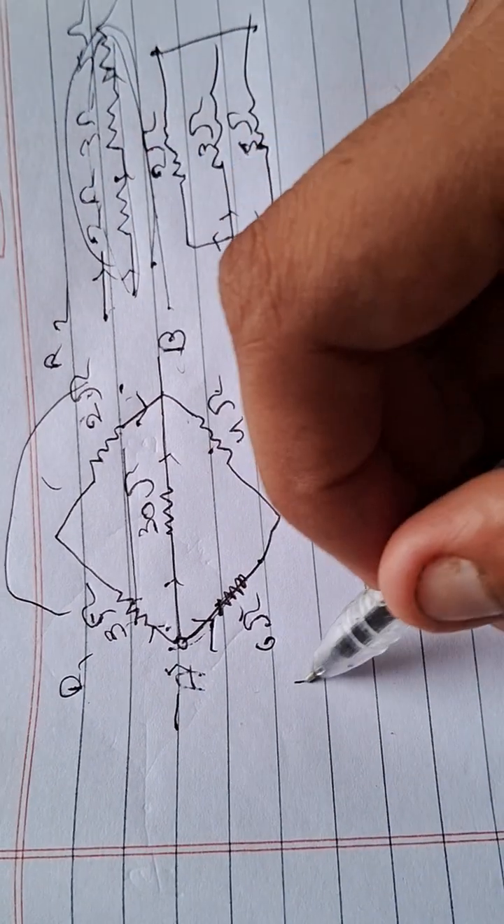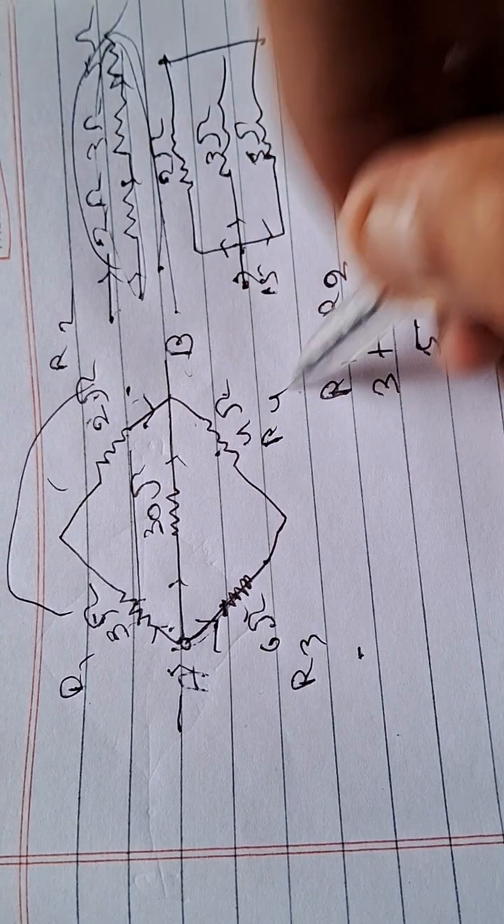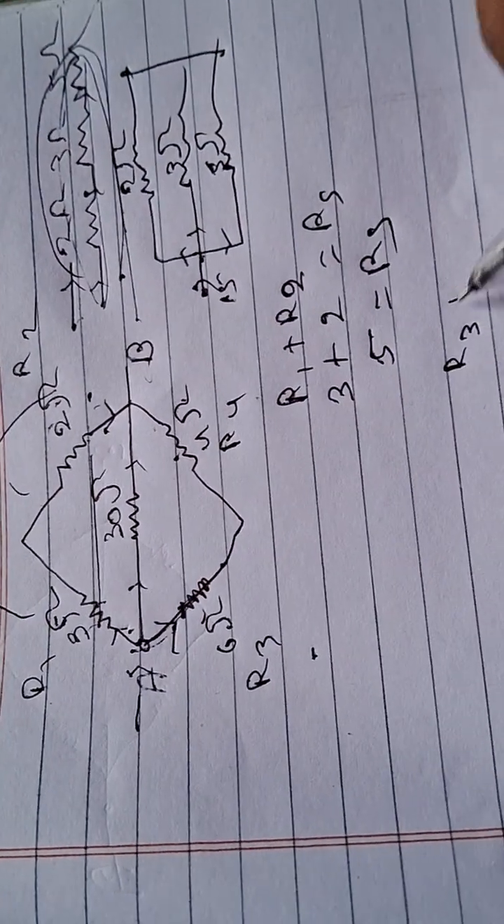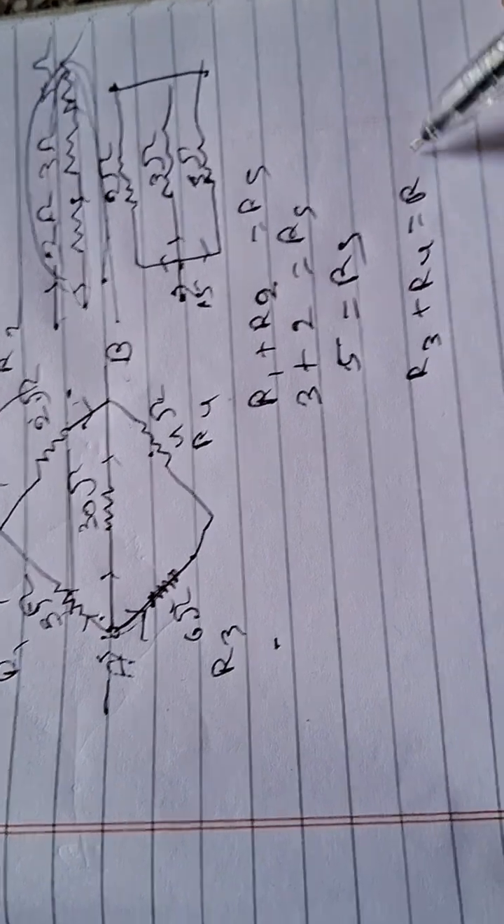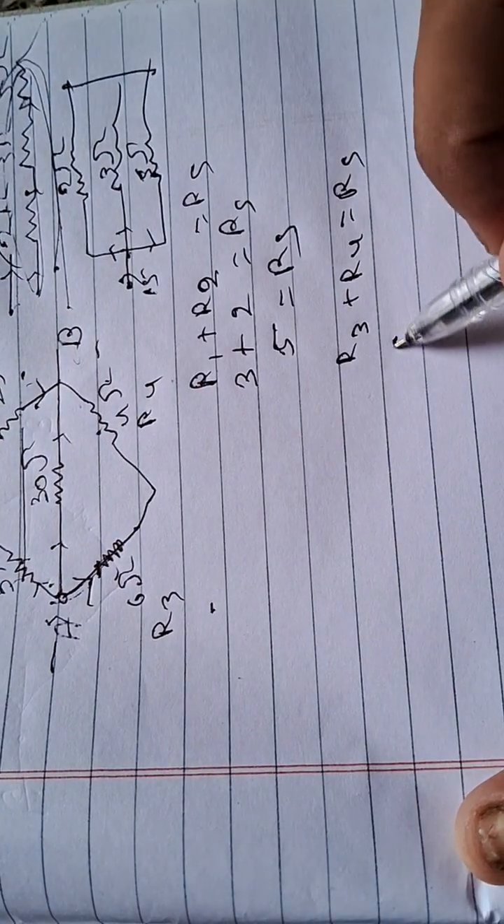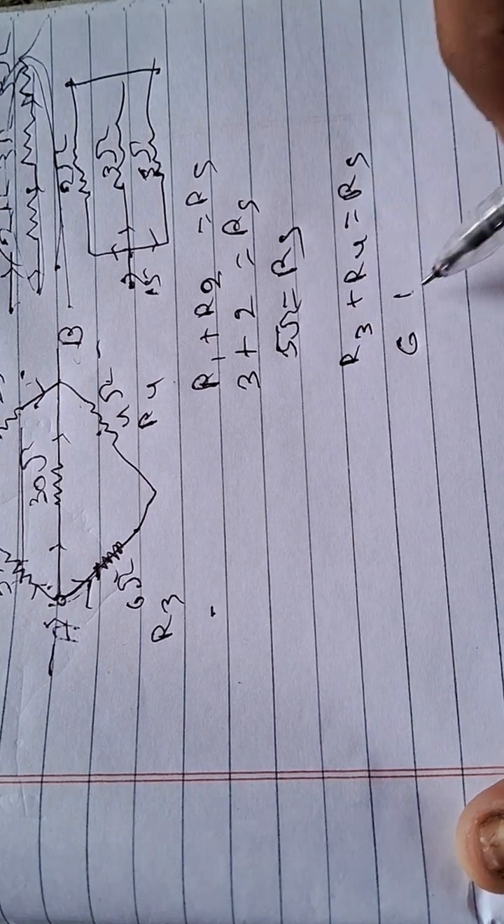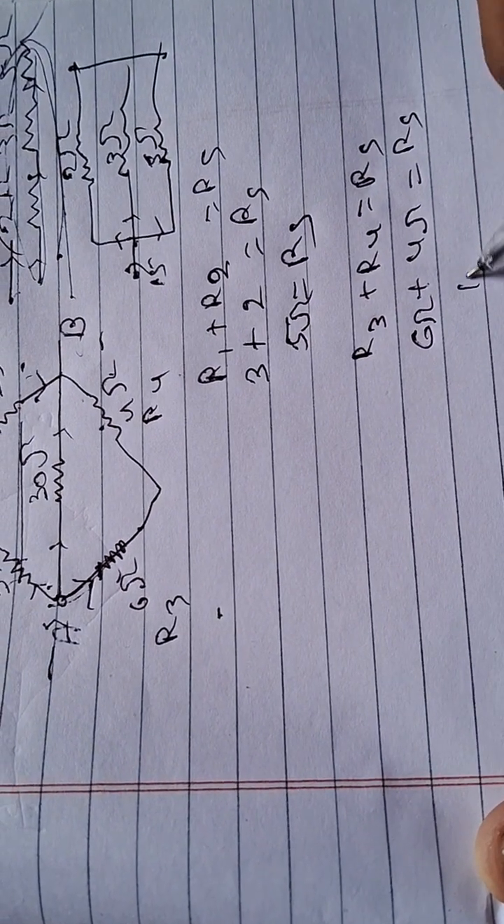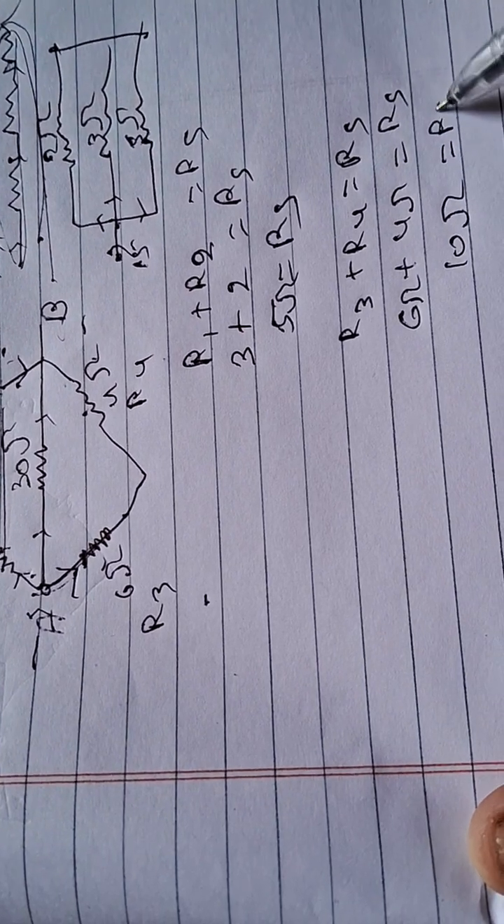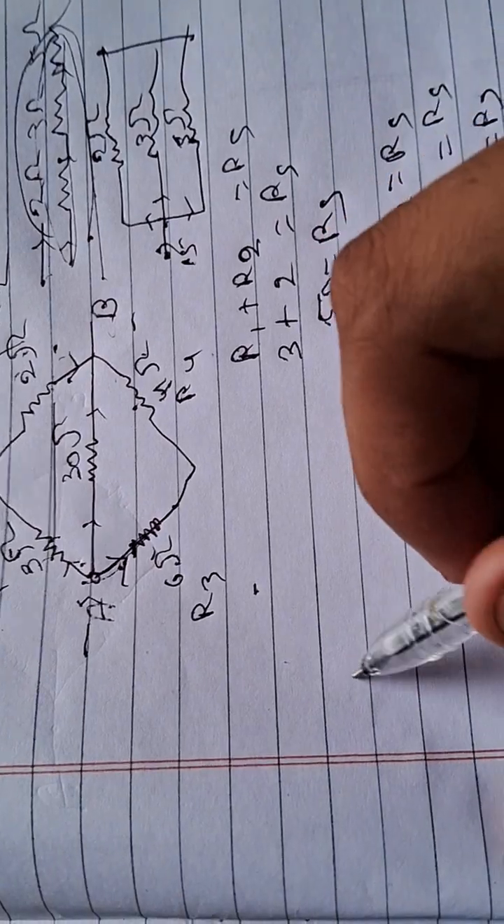Similarly, let us consider this as R3 and R4. R3 plus R4 is equal to the resistance in series, 6 plus 4. Here you have to put the unit. 6 plus 4 is equal to Rs, 10 ohm, which is the resistance of this path below AB and above AB. Now let us draw the modified diagram.